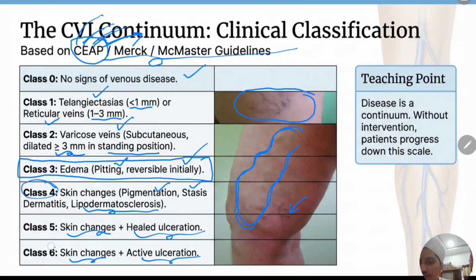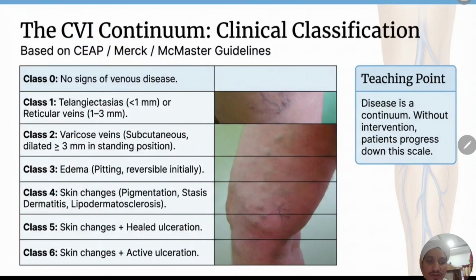So C4 to C6 is the important part, but the initial thing is class 3, where you see just edema. Class 4 you will have stasis dermatitis or lipodermatosclerosis. Class 5 with healed ulcer. Class 6 is active ulceration. So remember, this disease is a continuum. Without intervention, the patient progresses down the scale.